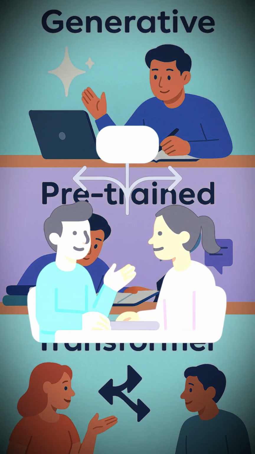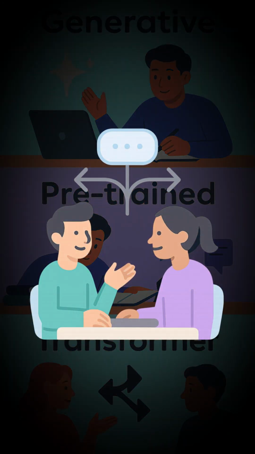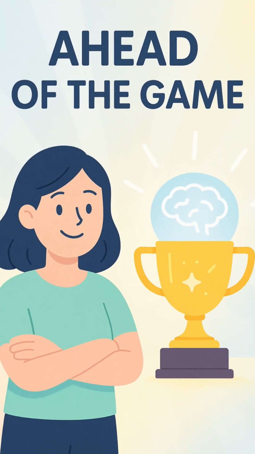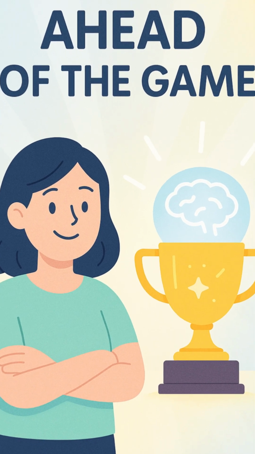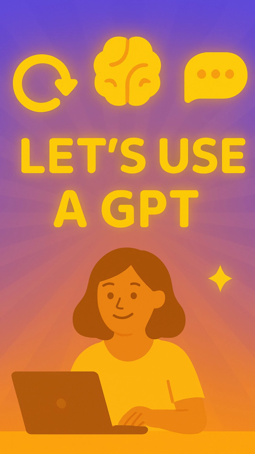And don't worry about the word transformer. It just means the AI doesn't look at one word at a time. It looks at the whole sentence, the conversation before it, and the big picture to understand what you really mean. Knowing this much already puts you ahead of most people using AI today. You're not just typing, you're learning how the system really works. That's all you need to know about that for now. Let's keep moving. Next up, let's get hands-on and use a GPT.